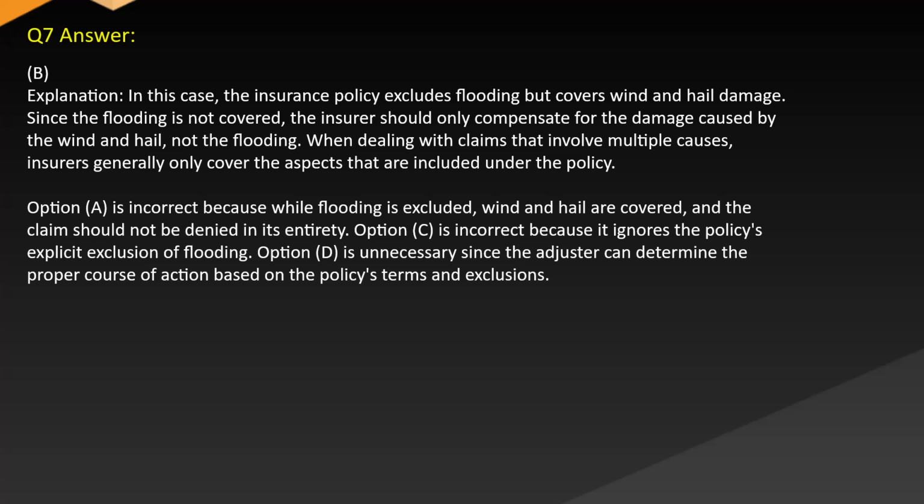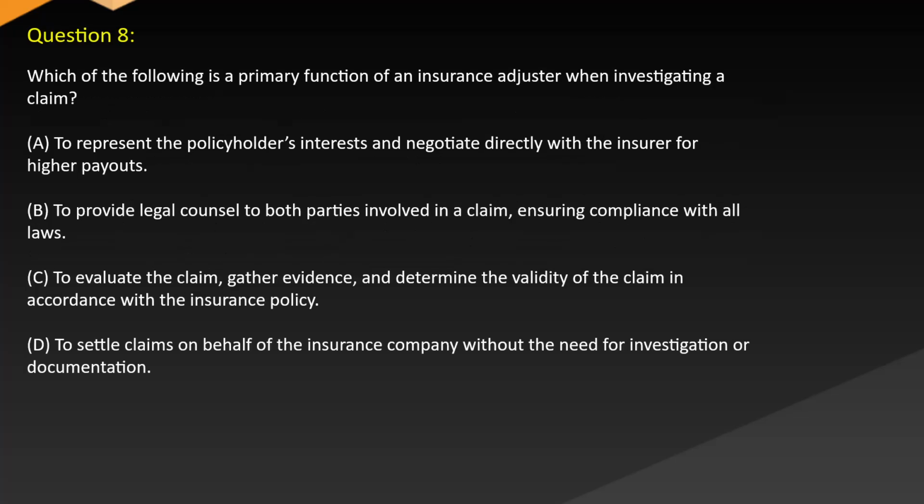Option C is incorrect because it ignores the policy's explicit exclusion of flooding. Option D is unnecessary since the adjuster can determine the proper course of action based on the policy's terms and exclusions. Question 8. Which of the following is a primary function of an insurance adjuster when investigating a claim?